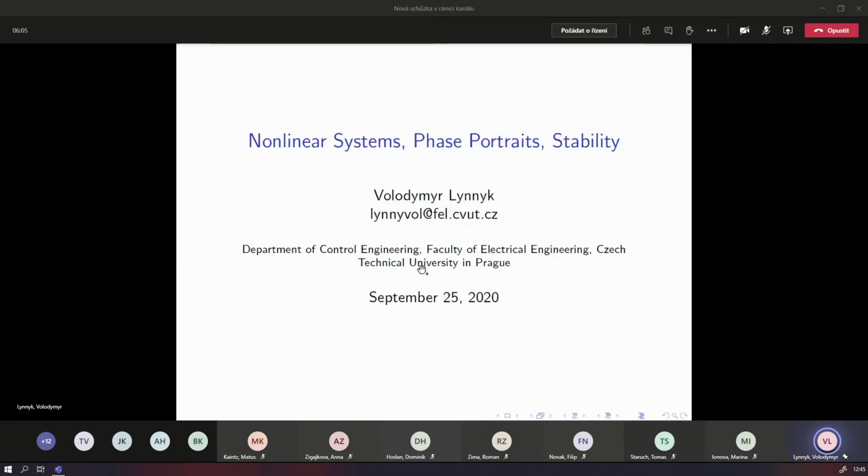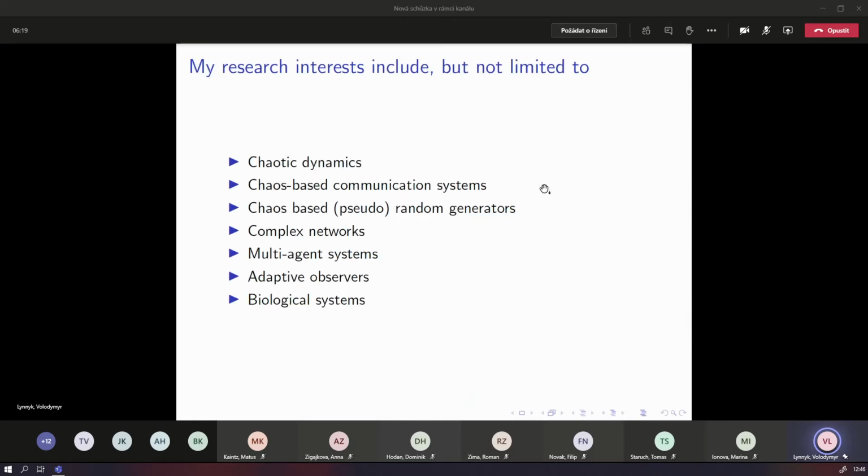Today we start with nonlinear systems, phase portraits, and stability. As I say, my name is Volodymyr Linik. I am from the Department of Control Engineering, and my research interests include, but are not limited to, chaotic dynamics, chaos-based communication systems, chaos-based random generators, complex networks, multi-agent systems, adaptive observers, or biological systems.